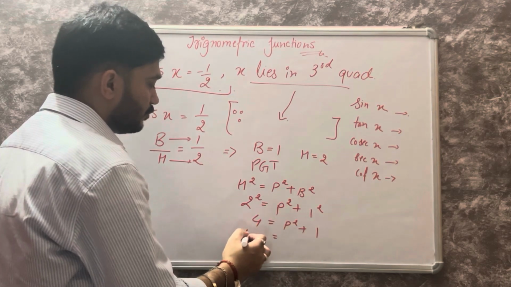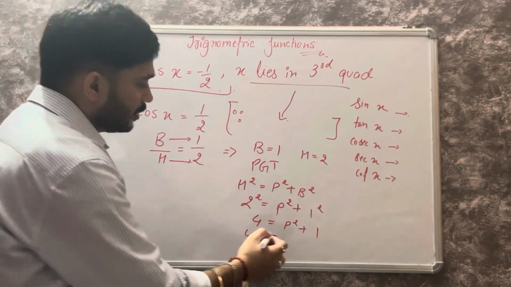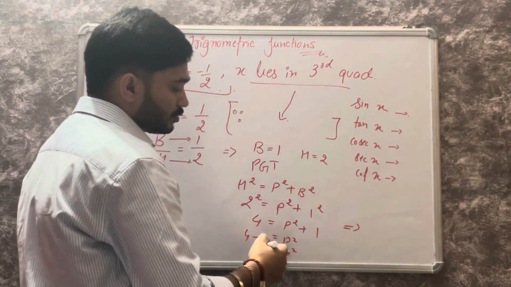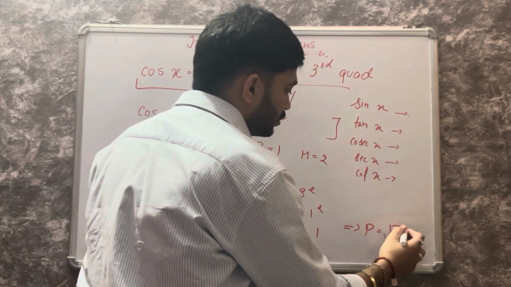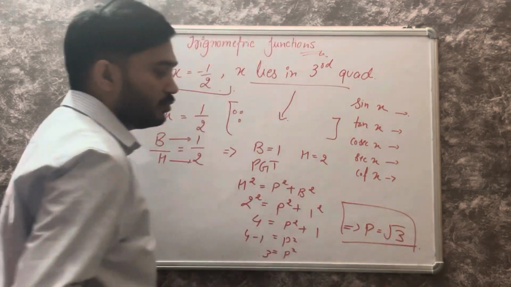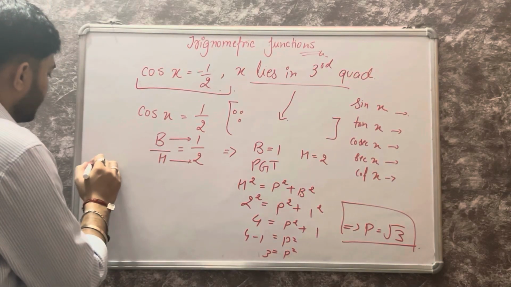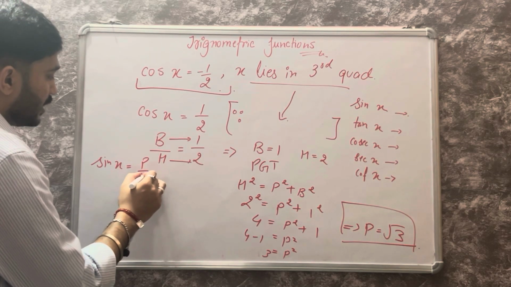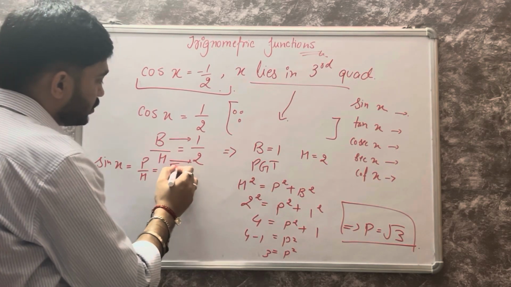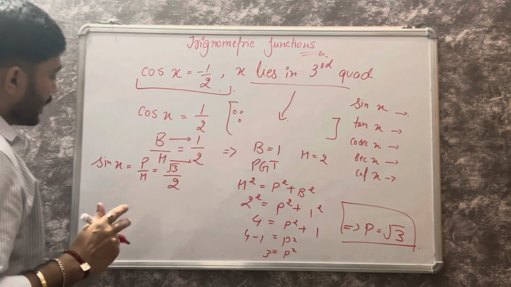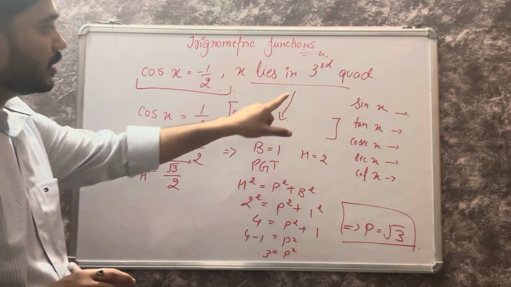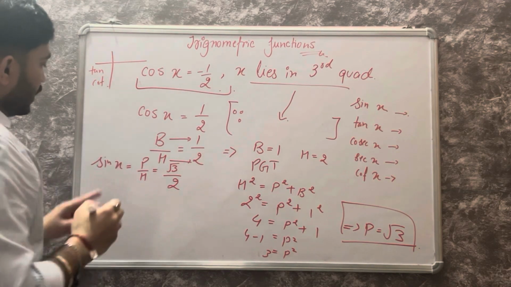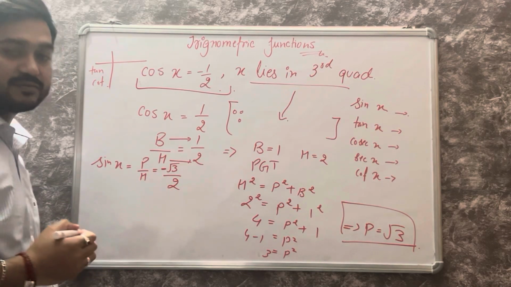1 is positive here, so we are going to subtract 1 from that side. P square is equal to 3. So when the square goes to the other side, it becomes under square root. So the value of P is under root 3. So if we want to find the value of sin x, what will it be? What is sin x? P upon h. What is the value of P? Under root 3. What is the value of h? 2. In which quadrant is it? Third quadrant. Since we know that the third quadrant is of which? Tan and cot. It is sine, so we are going to place a negative sign on it.